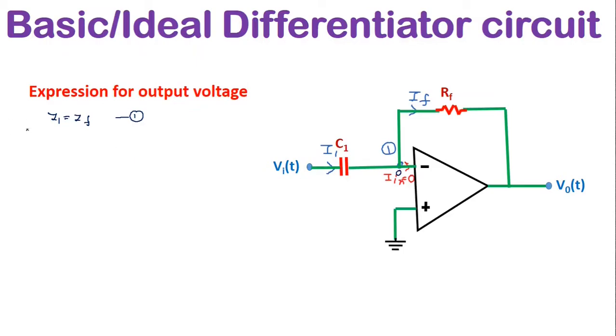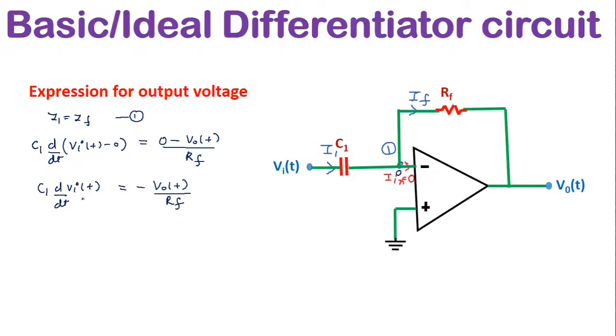And this I1 is the current flowing through the capacitor, and we know that the equation for the current flowing through the capacitor is C into dV by dt. With the capacitor C1, d by dt of the voltage across the capacitor will be Vi of t minus 0, because by the virtual ground concept this node is at 0 potential. So we get Vi of t minus 0 here, which is equal to the current flowing through the resistor. The current flowing through resistor RF will be 0 minus the output voltage V0 of t divided by RF.